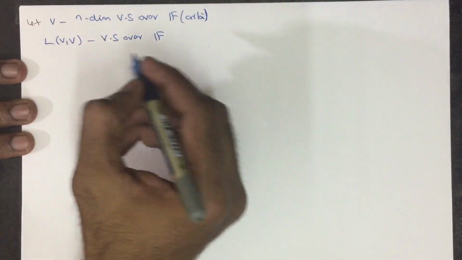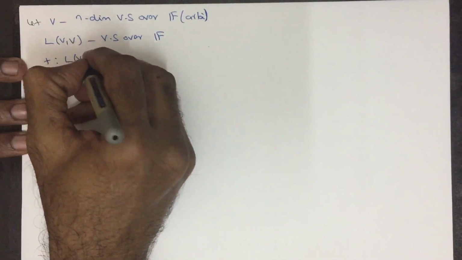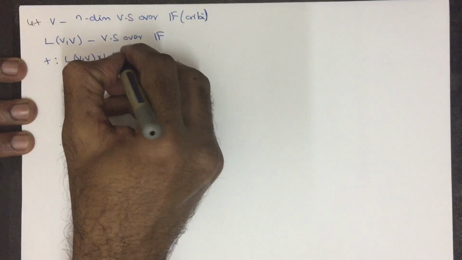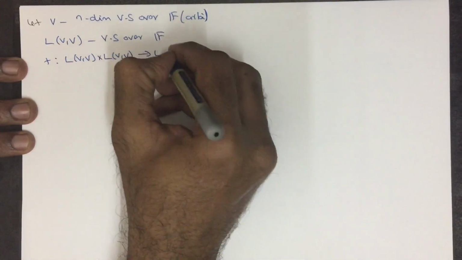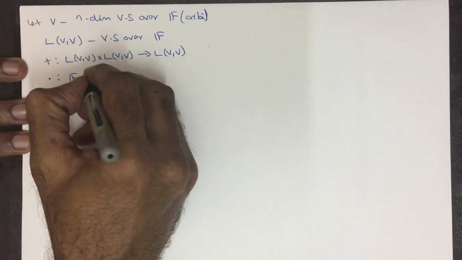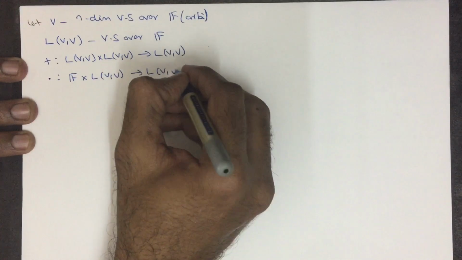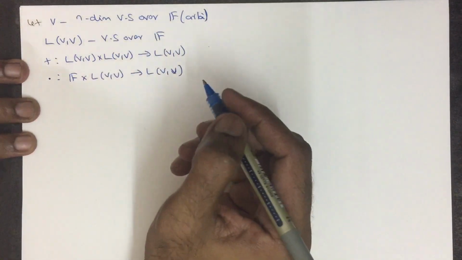So this vector space gives two structures for us, namely the addition from L of V comma V. I mean, we know how to add two linear maps, and we also know how to multiply a scalar with this linear map. These are the structures given by this vector space concept.